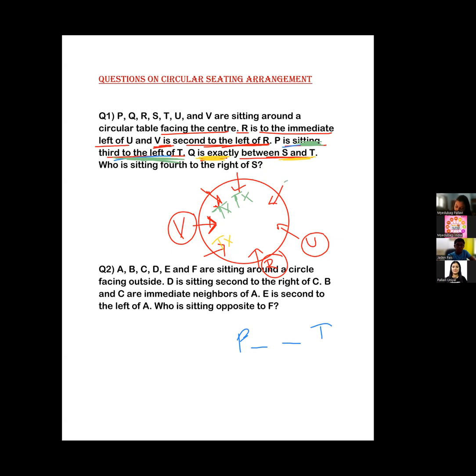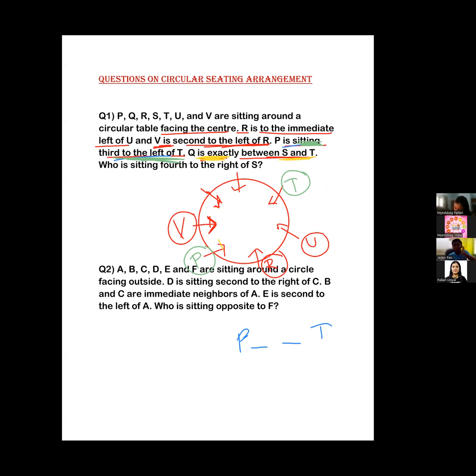Let us check. If we put T here and then we see for third to the left of T. 1, 2, and 3. Yes. So there is a vacant seat over here. So we can put P over here. Isn't it? Yes. So till now it's correct. Till now this condition is satisfying that P is sitting third to the left of T. Okay, let us also erase this.